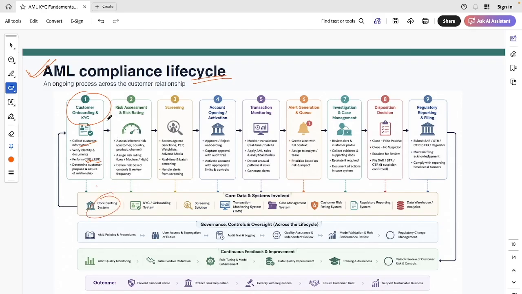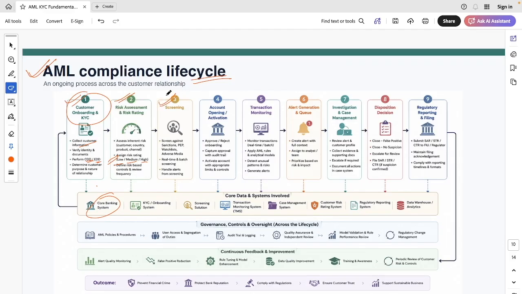Now, once the customer details are collected in this stage, the bank needs to perform a risk assessment on the customer. The system or the risk engine checks factors such as customer type, country, occupation, product, channel, expected transaction behavior, politically exposed person status, and business activity. Based on these factors, the customer is assigned a risk rating. It may be low, it may be medium, or it may be high. This risk rating is very important because it decides how the customer must be reviewed and how closely their transactions should be monitored.